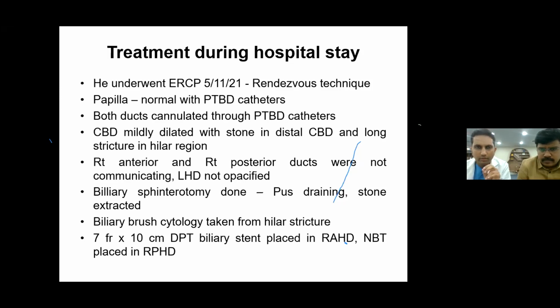CBD showed mildly dilated. It had a stone at the distal end, and there was a long stricture in the hilar region. The cholangiogram again showed right anterior and right posterior ducts were not communicating. Left was not at all opacified. We did a biliary sphincterotomy. We saw pus draining from the ampulla. Stone was extracted. We took a brush cytology and a biliary biopsy from the hilar stricture. A 7 French, 10 centimeter double pigtail biliary stent was placed into right anterior hepatic duct, and an NBT was placed into the right posterior hepatic duct.